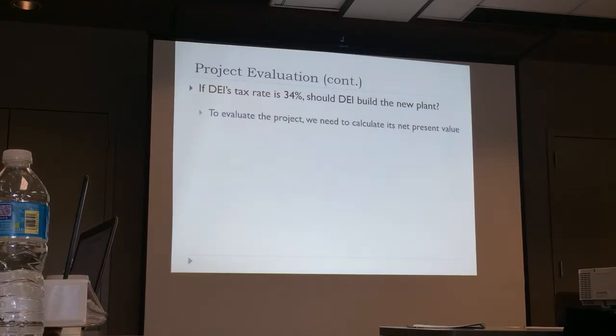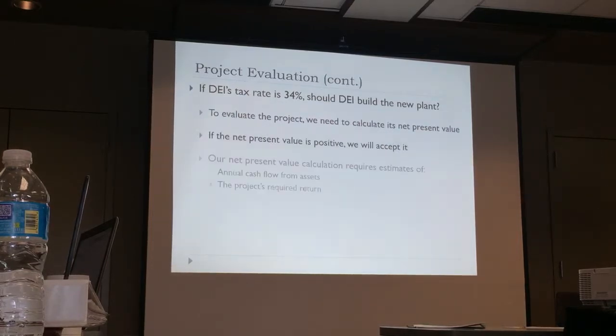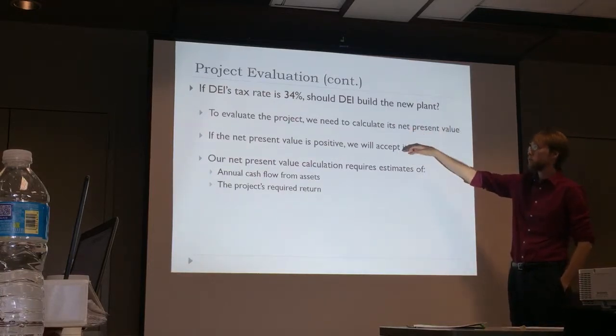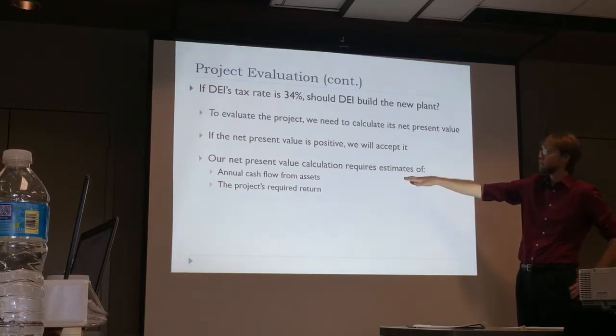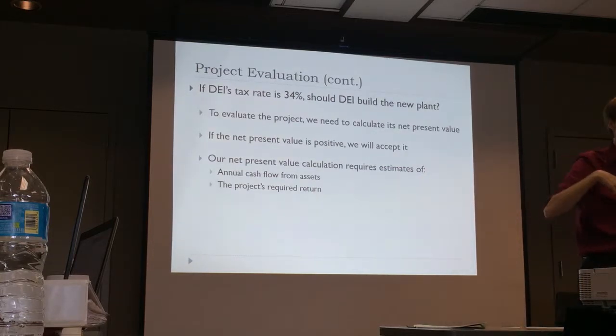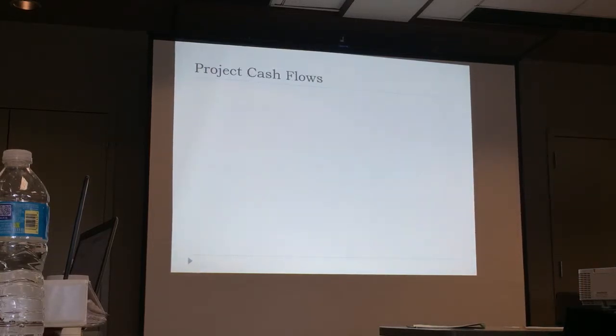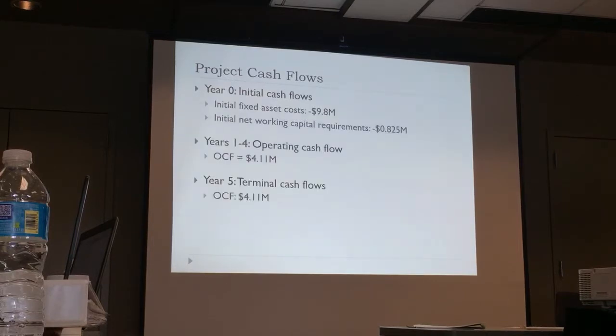Before we jump into it, we know the framework. To evaluate this, we need to calculate the net present value. That's our baseline. If it's positive, we'll accept it. That's our decision model. Positive NPV, we'll go forward with it. We want to evaluate it more, but that's the base response. And then what do we need? We need cash flows and we need a discount rate. So we're going to walk through the calculations.